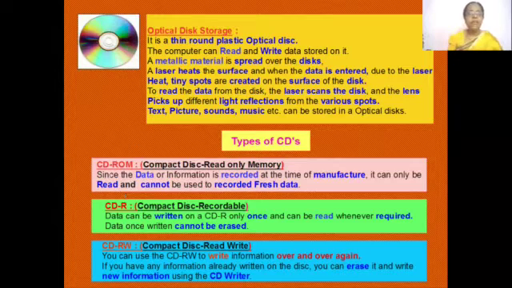Now we have different types of CD. First one is CD-ROM. CD-ROM means compact disc read-only memory. Read-only memory means, can you write on it? Since the data or information is recorded at the time of manufacturing, whoever manufactured this CD, everything had been recorded. So you can only see everything. You can read anything that is there in the CD. You cannot do any fresh recording over this CD. So this is called compact disc read-only memory or CD-ROM.